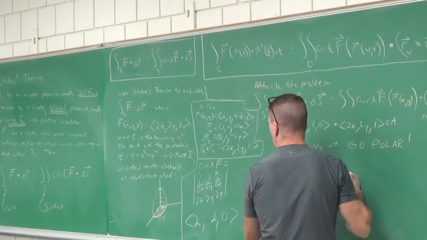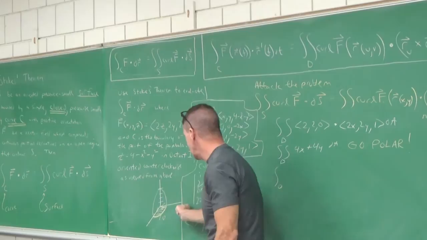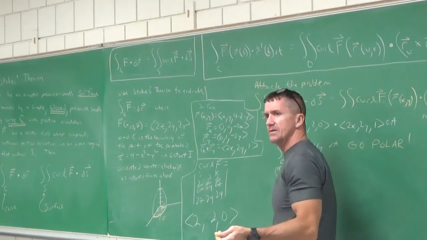Theta from 0 to 2 pi, yes or no? I'm hearing no. That's theta equal to 0. What's theta equal to here? Pi over 2. Half pi, yeah, in the first octant. What's the radius? Oh, now I'm lost.